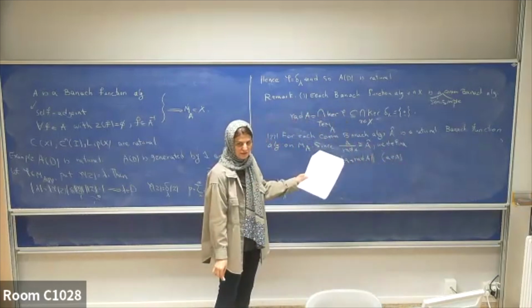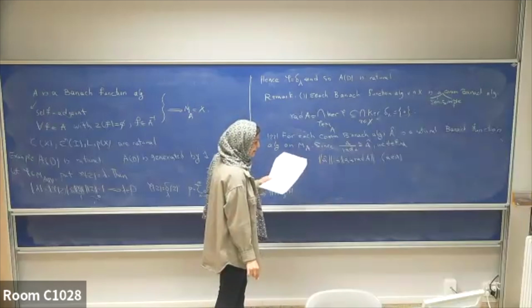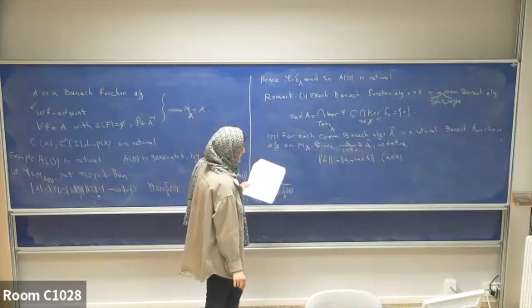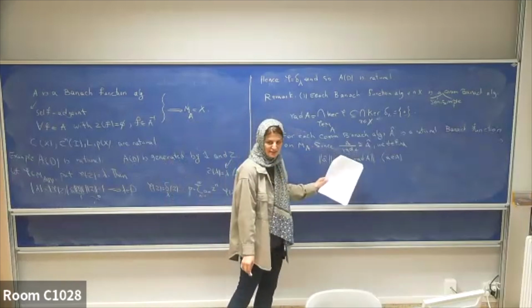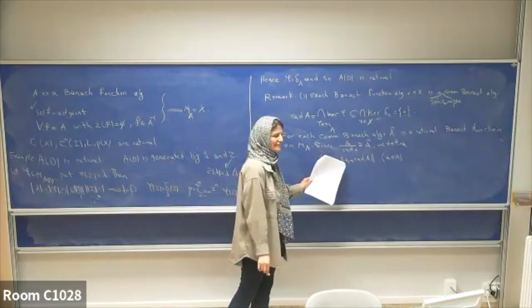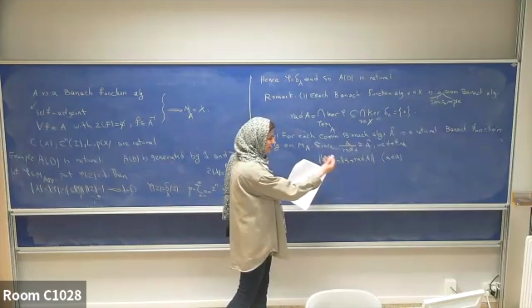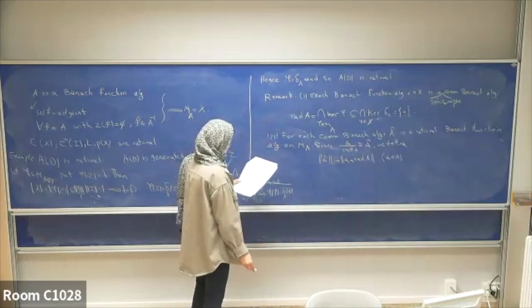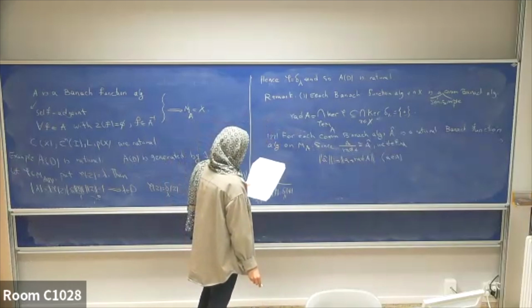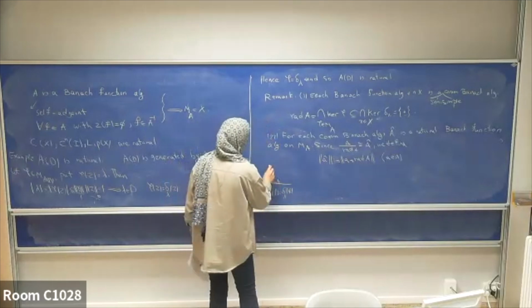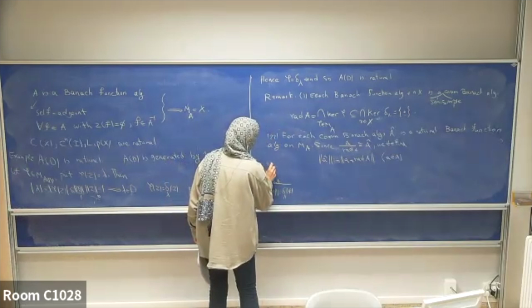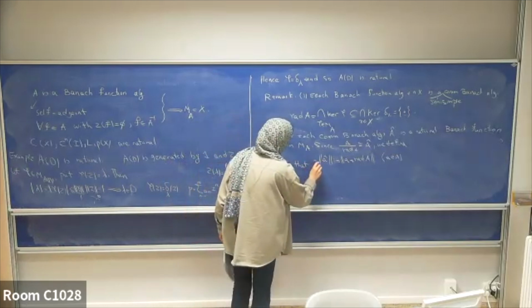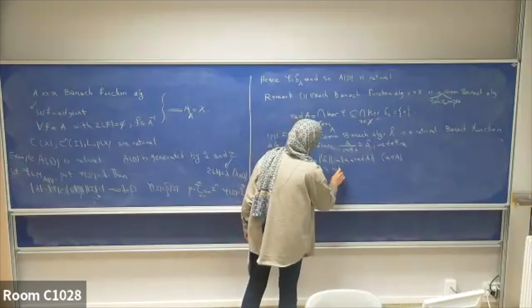Radical is a closed subalgebra ideal of A. So this is a Banach algebra with this norm. But if it's semi-simple, this norm is exactly the norm of A. The norm of A hat comes from the norm of A. But in general, we have to consider the quotient norm. And for A hat, we show that A hat is natural.